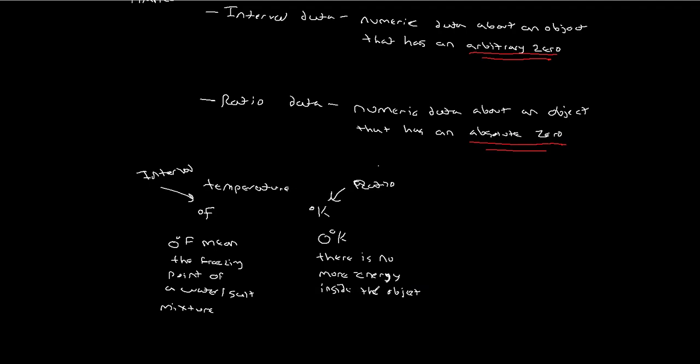And so hopefully you understand the difference between ratio and absolute zero, meaning that zero means there's no more energy, and temperature in Fahrenheit saying, oh, well, zero is just a measure of the point at which this solution freezes. That's the difference between an arbitrary zero and an absolute zero, okay? It can be a little bit tricky to distinguish arbitrary and absolute.